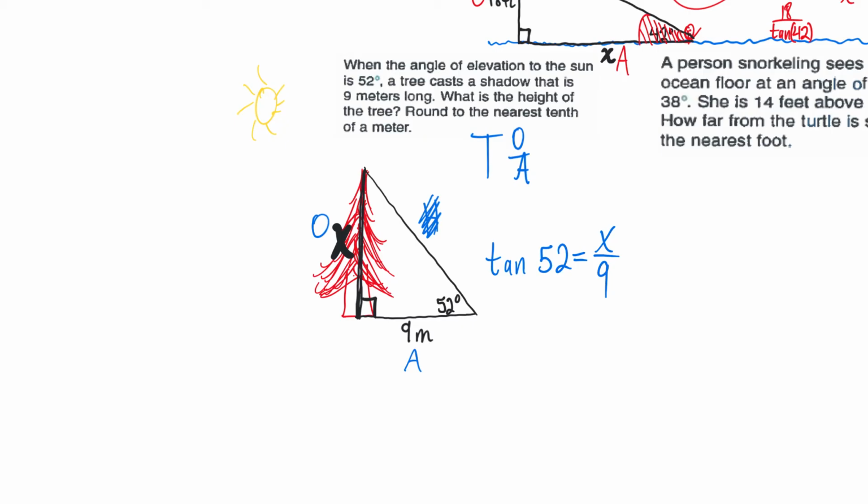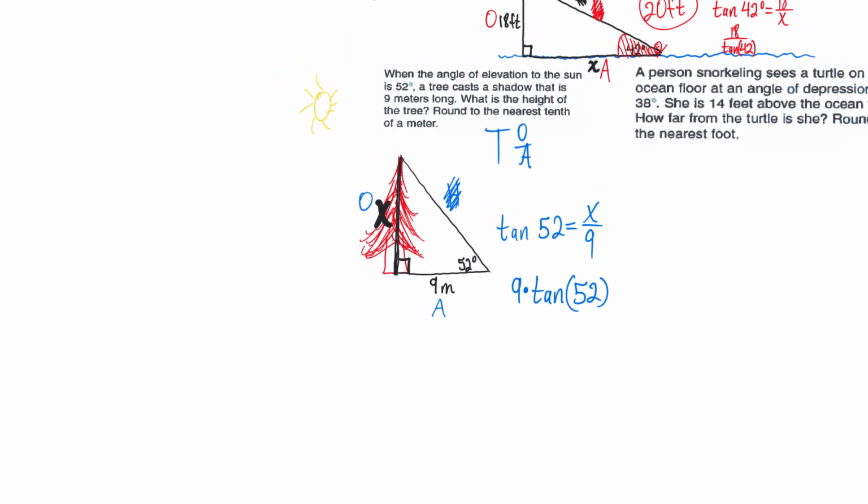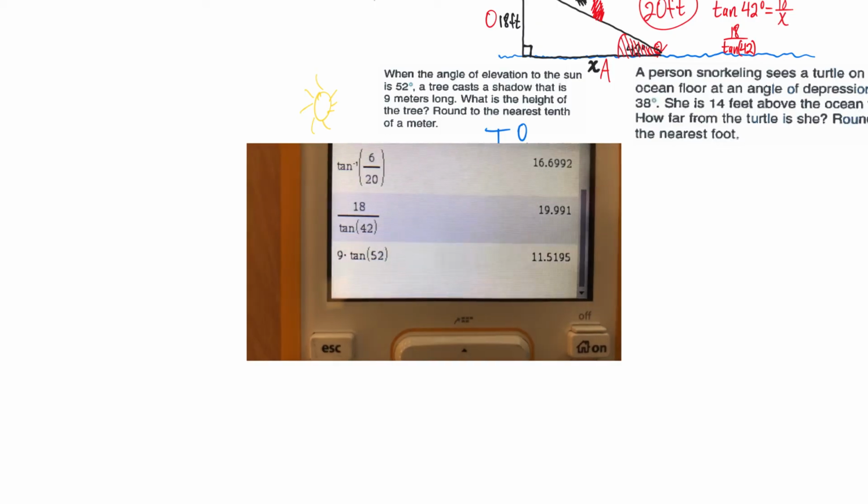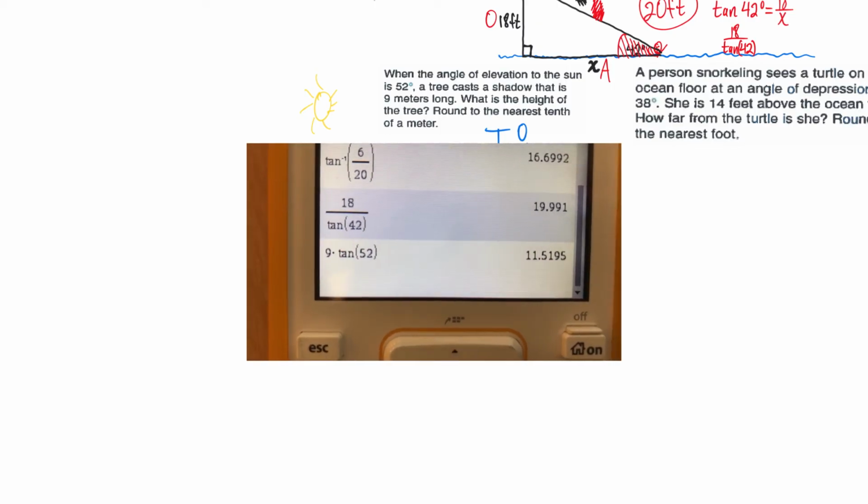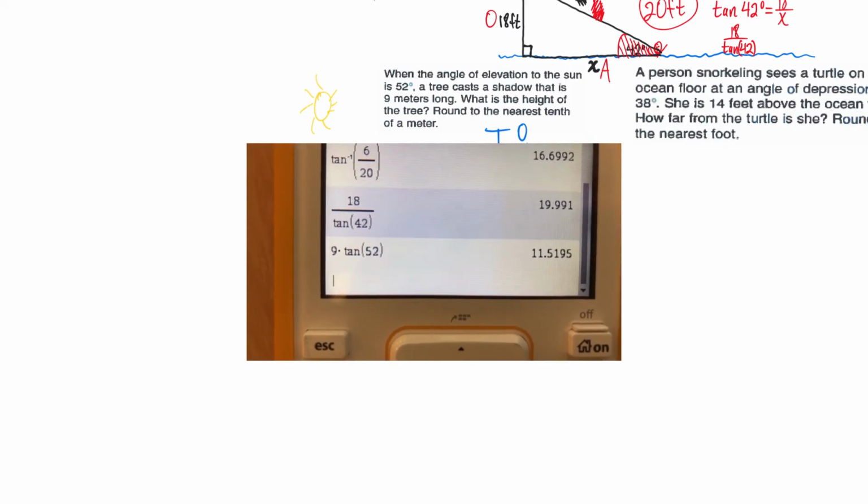So with the x on top, do we multiply or divide? Multiply, so I'm going to go 9 times tan of 52. So 9 times tan of 52 is going to be 11.52.